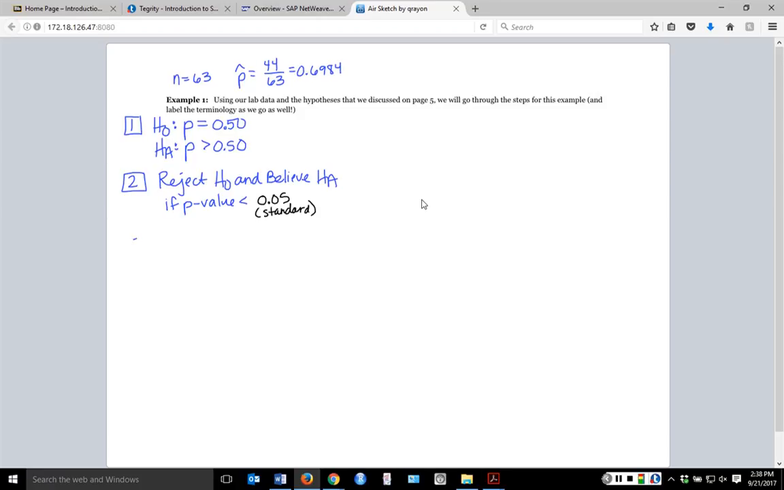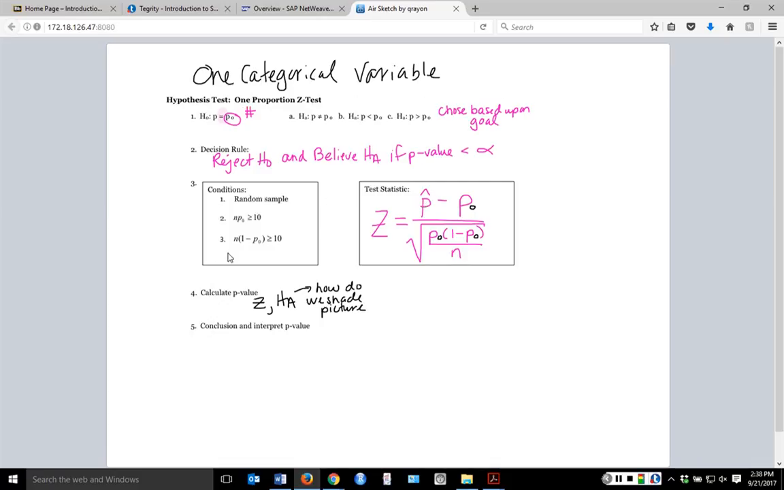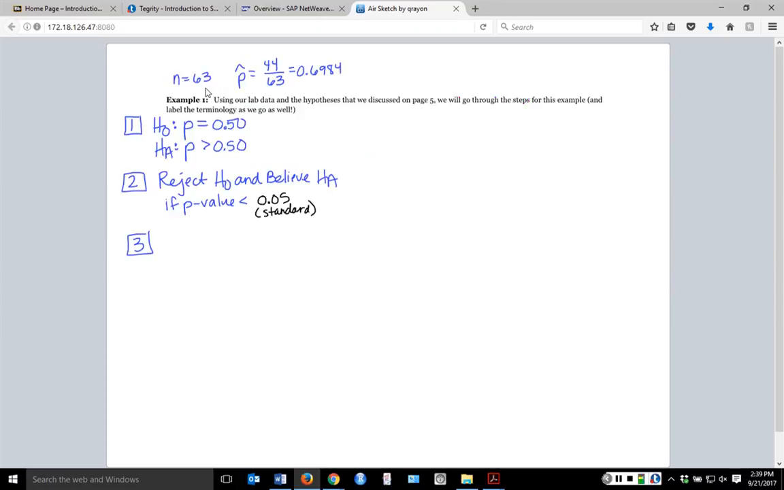Alright, step 3. The first part is going to be checking our conditions here. So let's make sure we know which numbers are which. I need an n and I need a p0. So my n is my 63 that I have up here. My p0, again, is this number that shows up in that null hypothesis. So this 0.5 is going to be my p0.